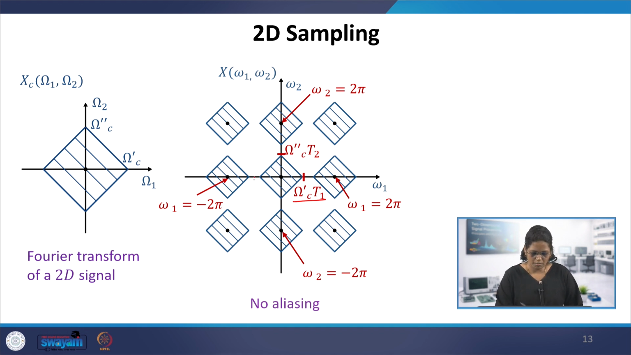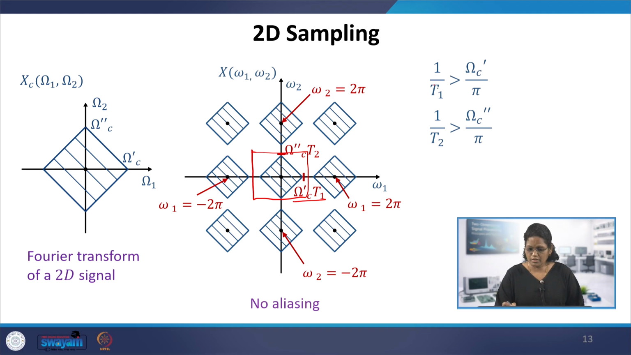You can see this can be easily recovered using a 2D low pass filter. This portion of the figure can be recovered by filtering out the remaining pattern of the repeated basebands, which is due to the sampling operation. And here the sampling frequency is greater than 2 times the maximum frequency, going to be greater than or equal to as per this. So there is no aliasing in this case, and the continuous-time signal can be recovered from the samples x of n1 comma n2.